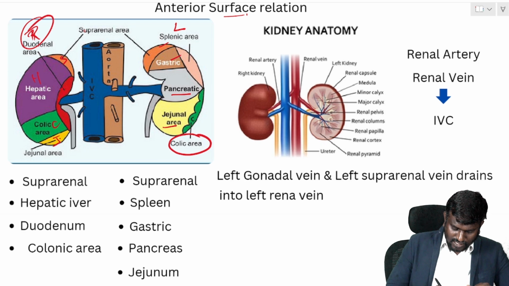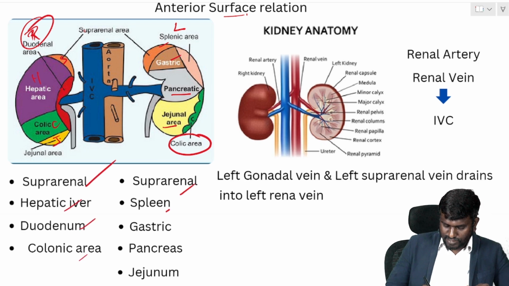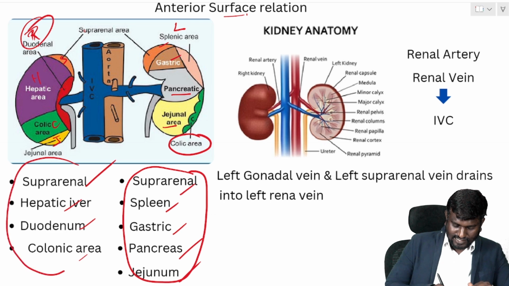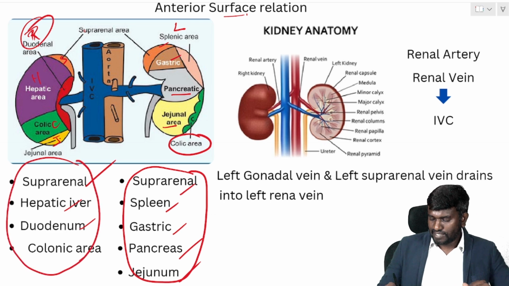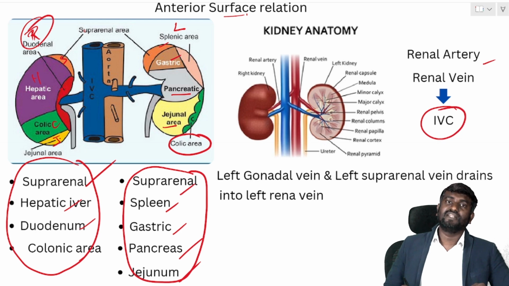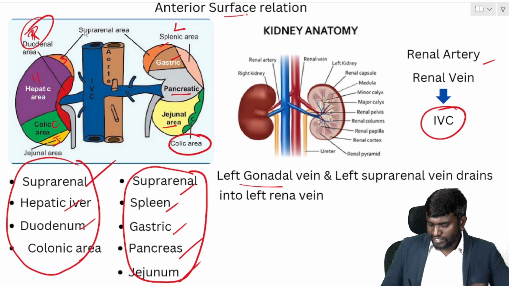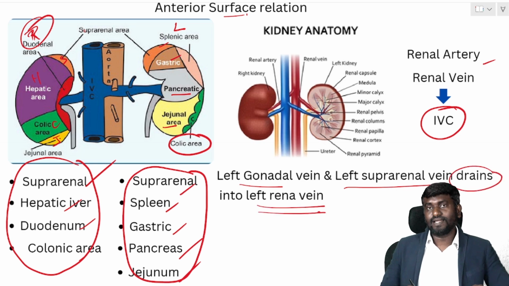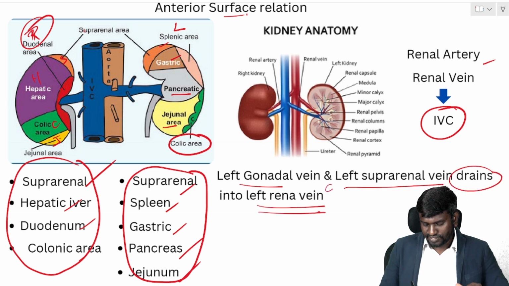Now you're going to see suprarenal, hepatic, duodenum, colonic area, suprarenal, spleen on this left side, gastric, pancreas, and jejunum. These are the anatomy of the left kidney, and this is going to be for the right kidney. Good. Now remember, renal artery and renal vein. Renal vein drains into the inferior vena cava. Left gonadal vein and the left suprarenal vein both drain into the left renal vein.